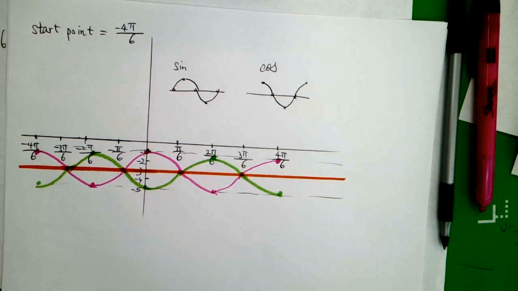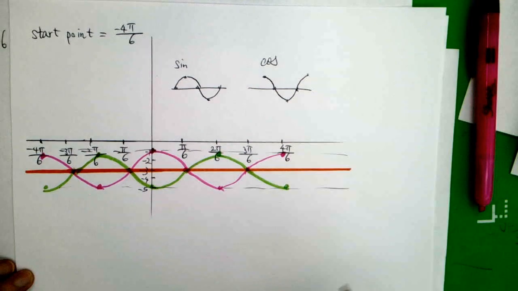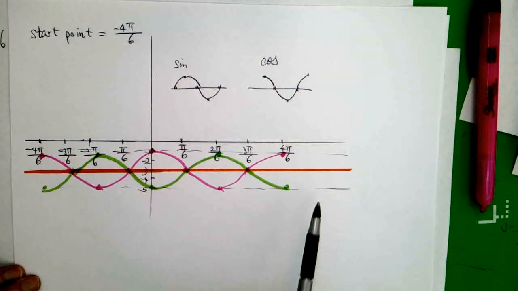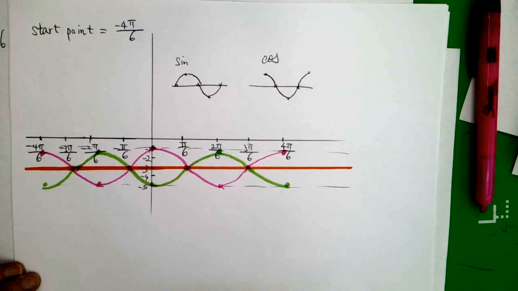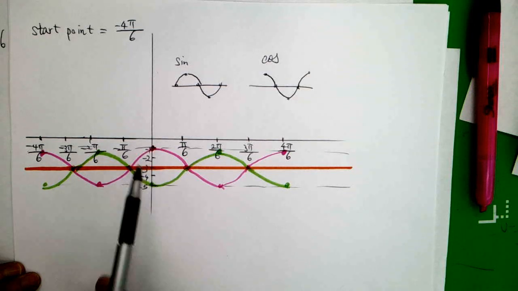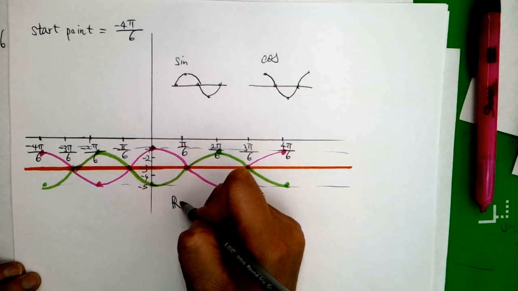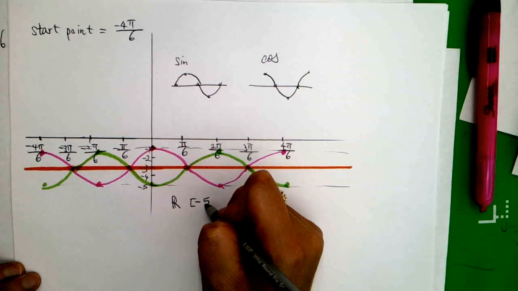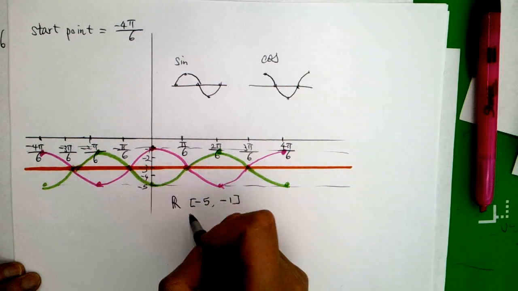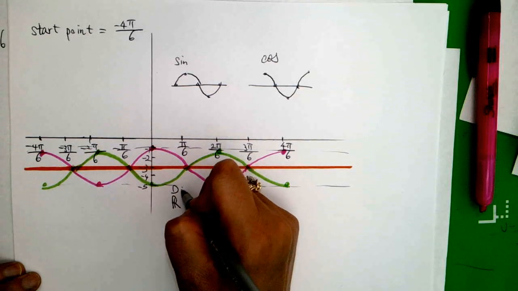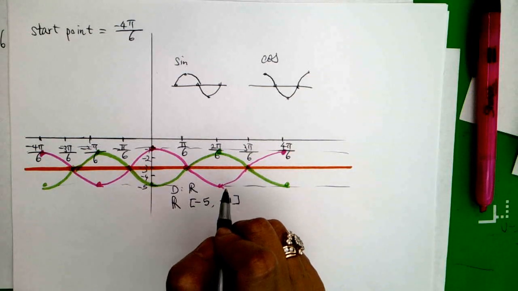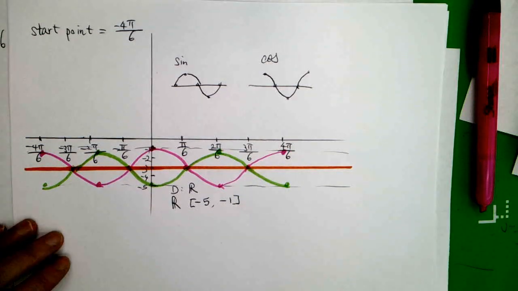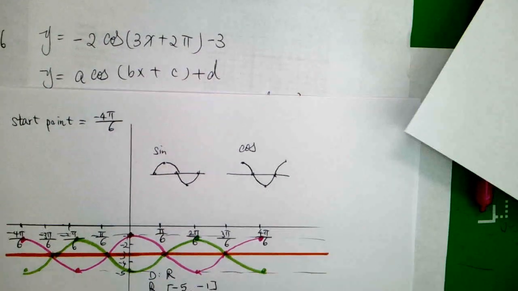They may ask you what is the domain of the function, and sine and cosine are periodic functions. It's actually all real numbers. They will also ask you what is the range of the function, which is from -5 to -1. The range of the function is -5 to -1, and the domain of the function is all real numbers, or if you would like to use -infinity to +infinity, that's also okay.